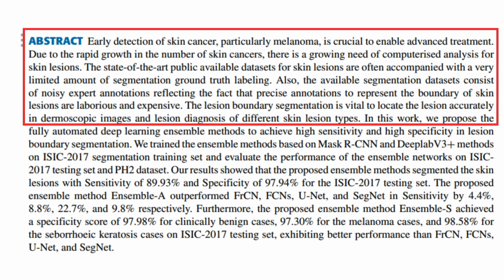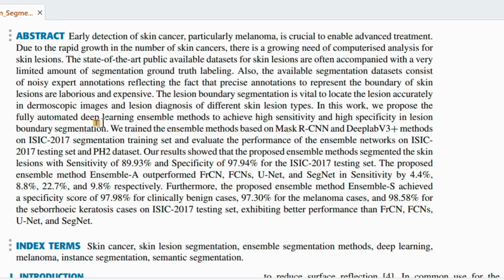Let's continue the reading. In this work, we propose the fully automated deep learning ensemble method to achieve high sensitivity and high specificity in lesion boundary segmentation. We trained the ensemble methods based on Mask RCNN and DeepLab V3 methods on ISIC 2017 segmentation training set and evaluate the performance of ensemble networks on ISIC 2017 test set and PH2 dataset.